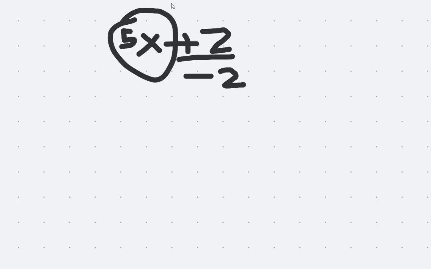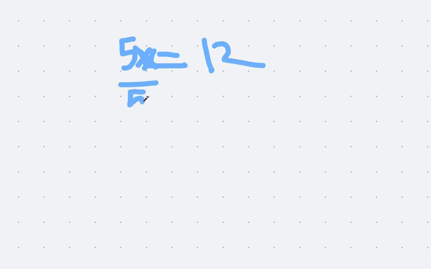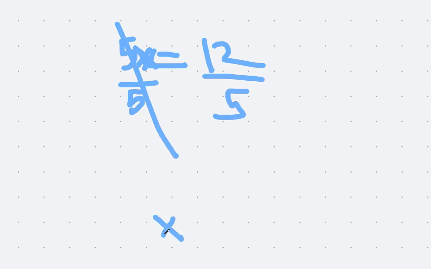But what we're trying to do is solve for x. So how do we solve for x? Well, let's start with something easy. So let's do the equation 5x is equal to 12. What is x? Well, we will divide each side by 5 and get x is equal to 12 by 5.